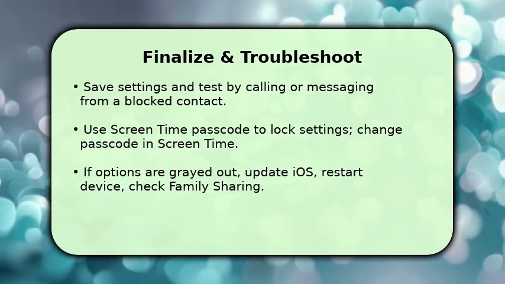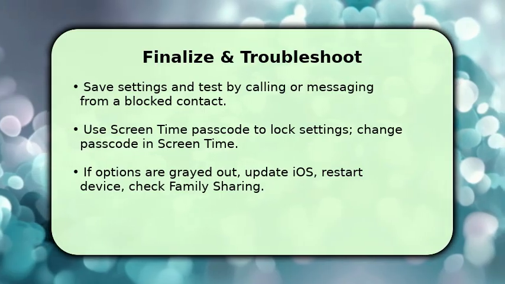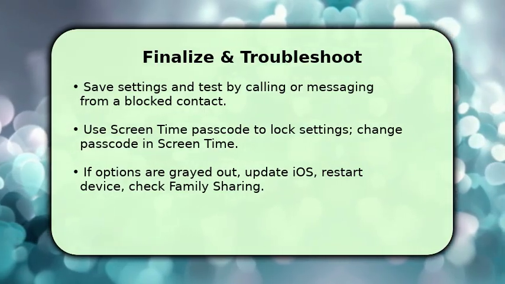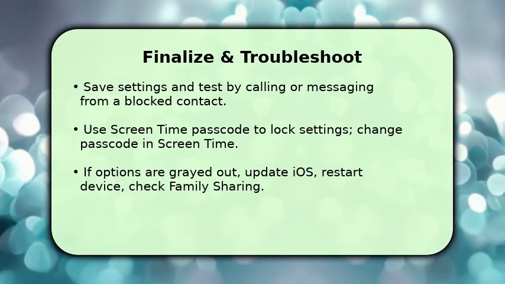If settings are grayed out, update iOS, restart, and confirm Family Sharing and parental controls. These steps resolve most permission or display issues and restore access to Communication Limits.